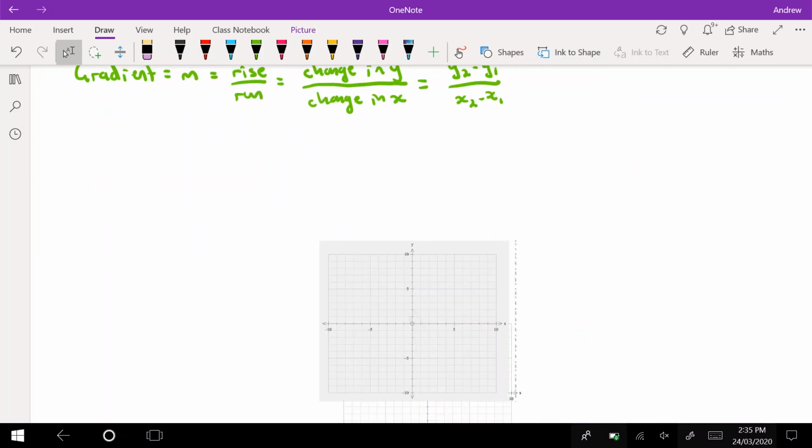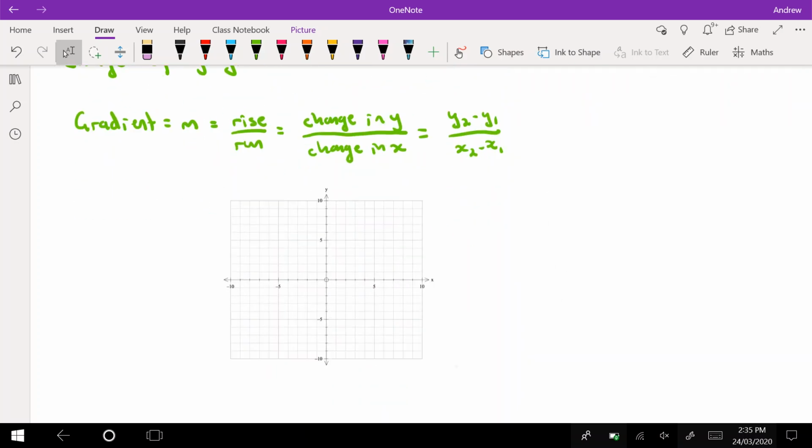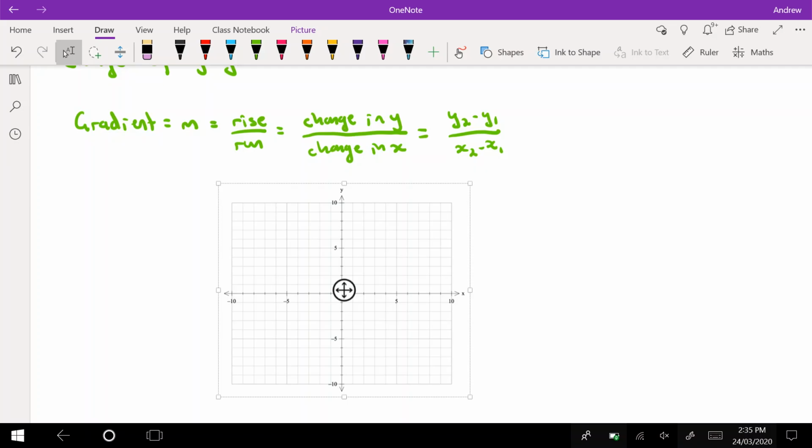So, where it says y2, y1, does it matter which? Yes. That is why I wanted to emphasize it yesterday with midpoint, that it matters which one you pick, because this one specifically, it matters which one you pick.